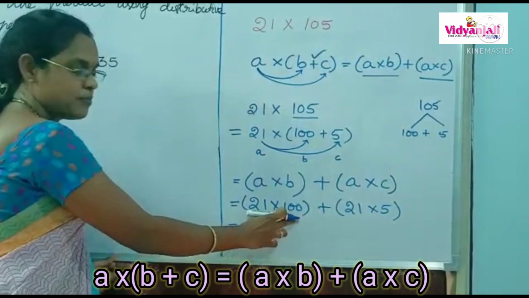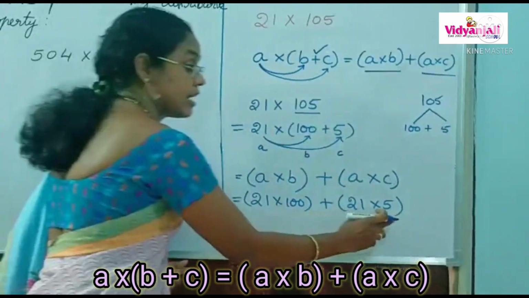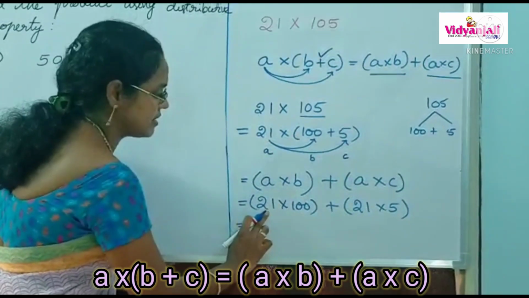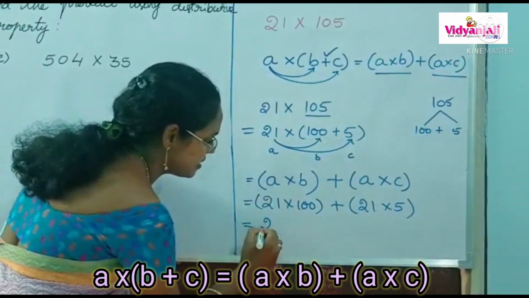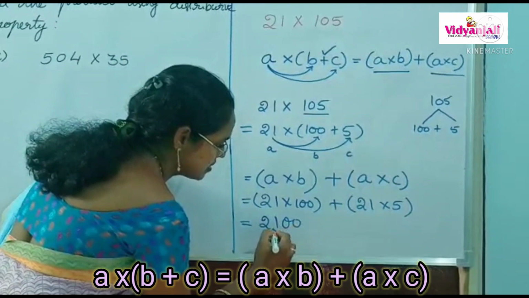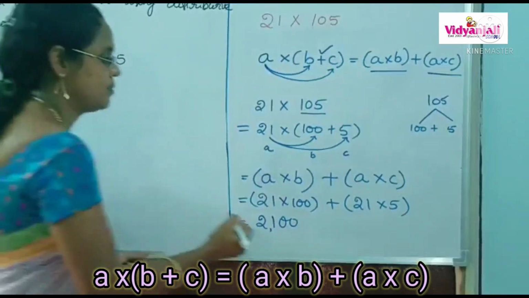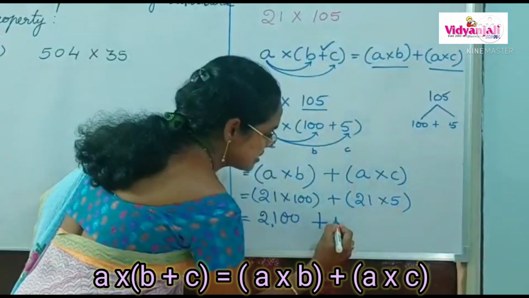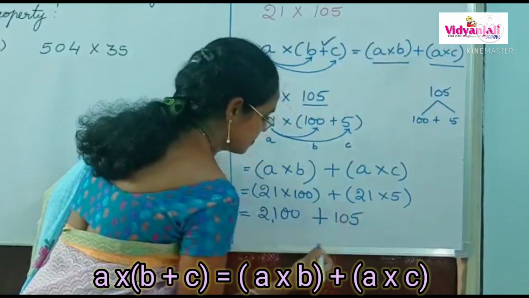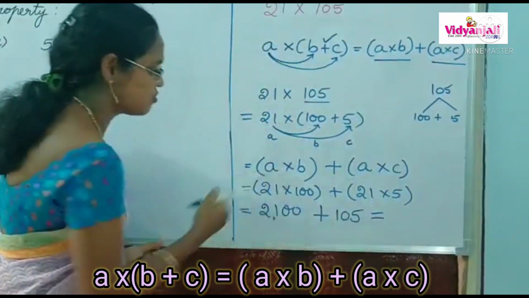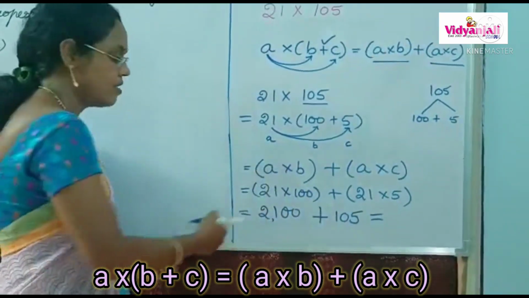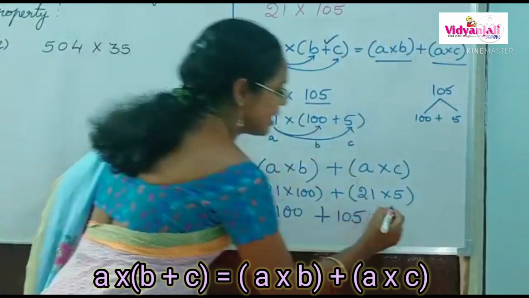Now, find the product of 21 with 100 and 21 with 5. Both answers we have to add. 21 into 100 is 21 followed by double 0, that is 2100. Now, 21 fives, we know, is 105. So, what is the sum of these two numbers? 2100 plus 105 gives 2205.